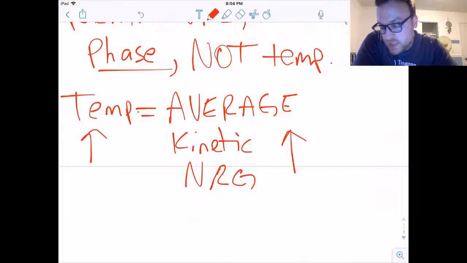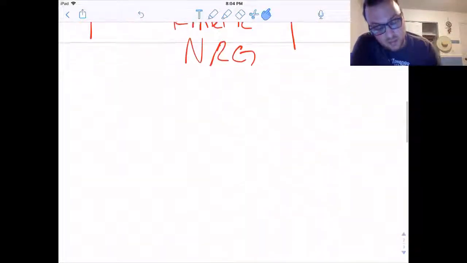It doesn't really depend on amount or size or anything like that. They'll throw in other units to confuse you, like milliliters or grams. It doesn't matter. It's all about temperature here. So don't let that confuse you.